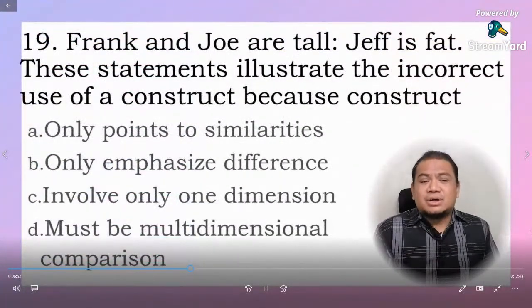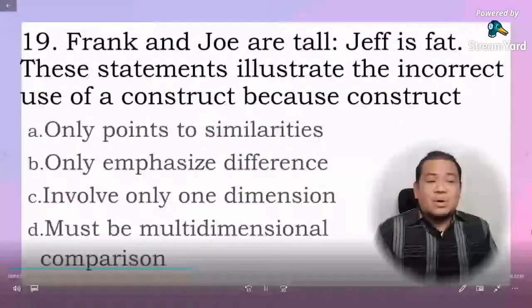Number 19. Frank and Joe are tall. Jeff is fat. These statements illustrate the incorrect use of a construct because a construct A only points to similarities, B only emphasizes difference, C involves only one dimension, D must be a multidimensional comparison.